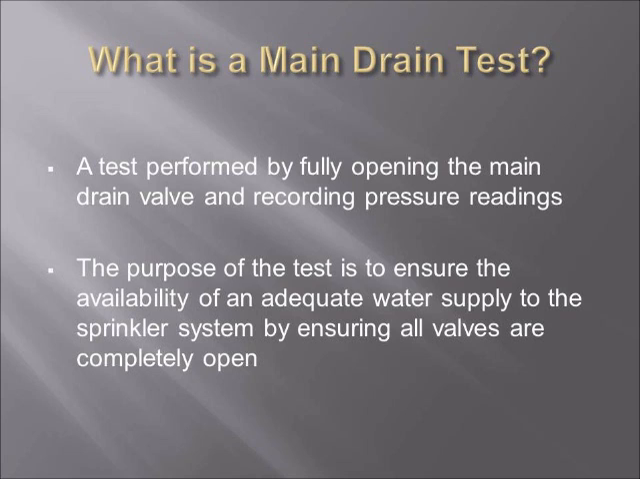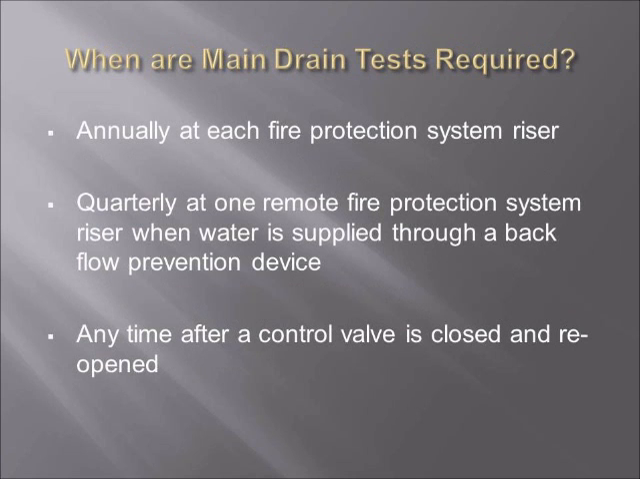What is a main drain test? A main drain test is performed by fully opening the main drain connection on the sprinkler system riser, recording the static and residual pressure readings, and comparing them to previous test results. The purpose of the main drain test is to ensure the availability of an adequate water supply to the sprinkler system and to ensure that all water supply control valves are in the fully open position.